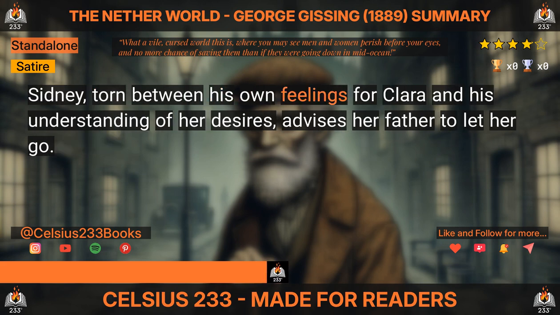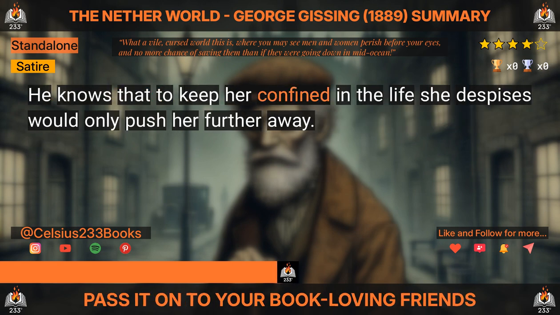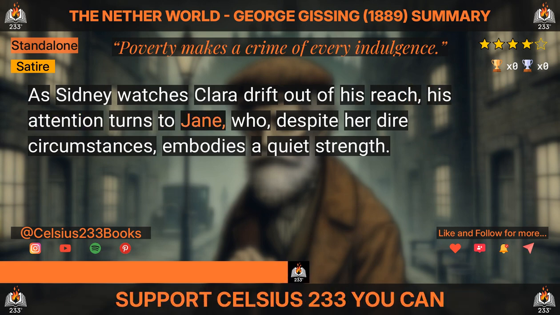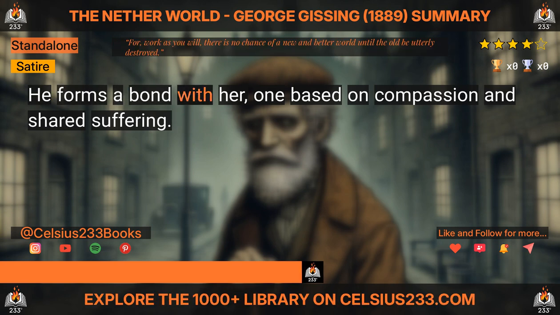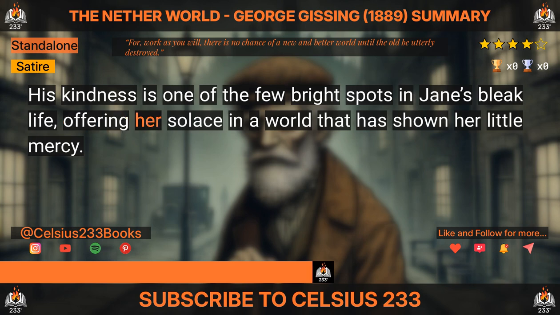Sidney, torn between his own feelings for Clara and his understanding of her desires, advises her father to let her go. He knows that to keep her confined in the life she despises would only push her further away. As Sidney watches Clara drift out of his reach, his attention turns to Jane, who, despite her dire circumstances, embodies a quiet strength. Sidney takes on the role of her protector, often defending her from Clem's abuse. He forms a bond with her, one based on compassion and shared suffering. His kindness is one of the few bright spots in Jane's bleak life, offering her solace in a world that has shown her little mercy.